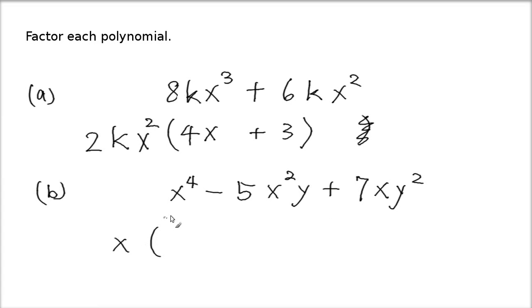So we pull out x from x to the 4th. Well, that leaves 3 x's. It's x cubed. So minus 5. So we pull out 1x from x squared. That leaves 1 more x. So x times y plus 7. Now x is gone. Y squared.